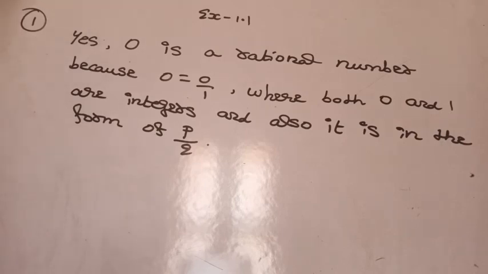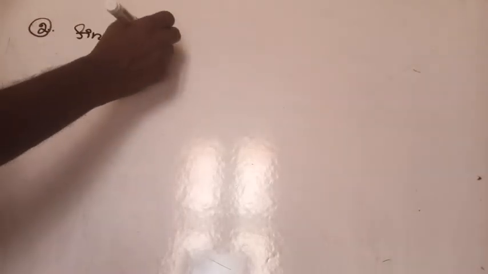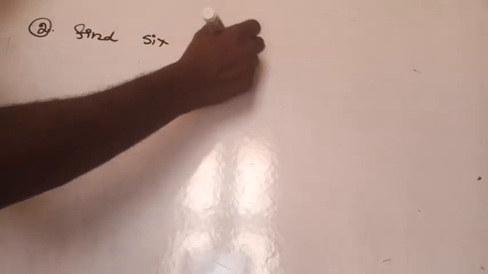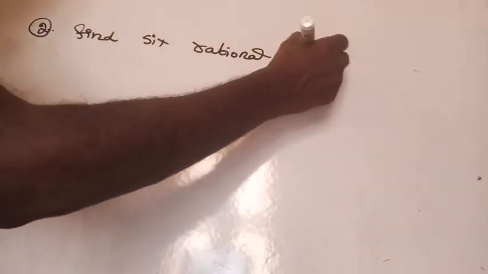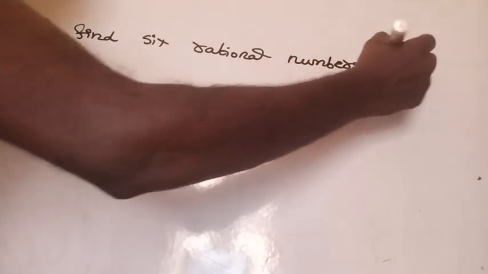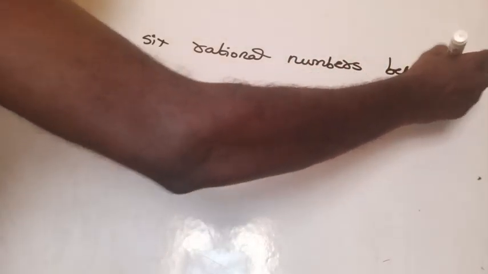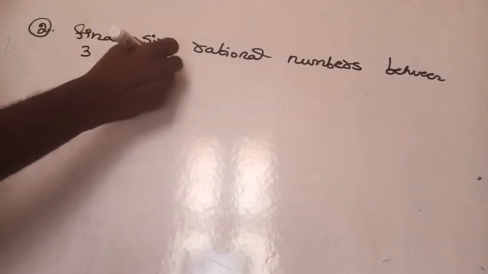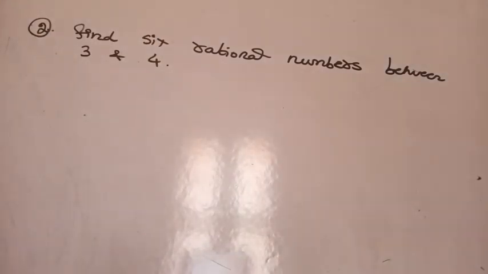Find 6 rational numbers between 3 and 4. So already we know how many rational numbers there are between any two rational numbers? Infinite rational numbers. In the second question, what do you have to find? Find 6 rational numbers between 3 and 4. Here 3 and 4 are whole numbers.